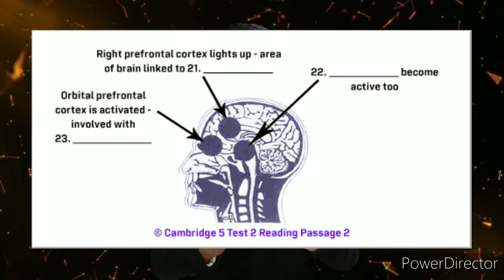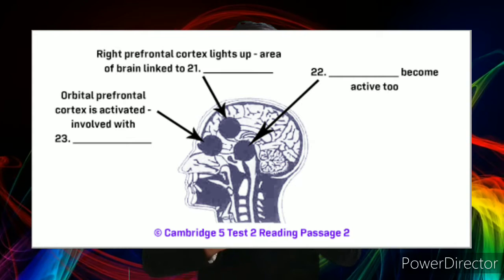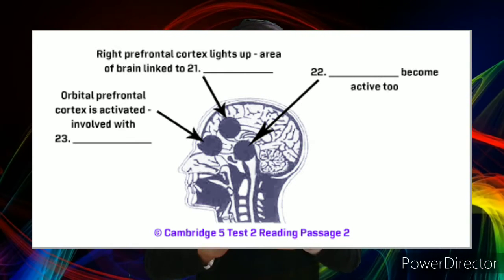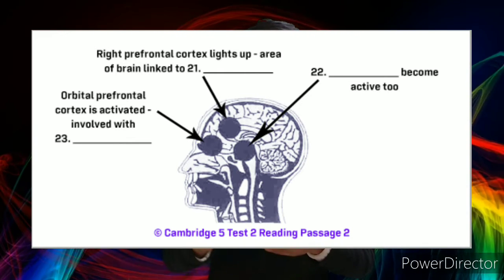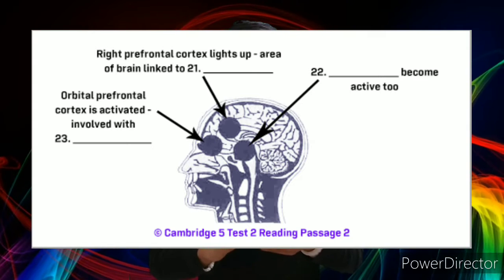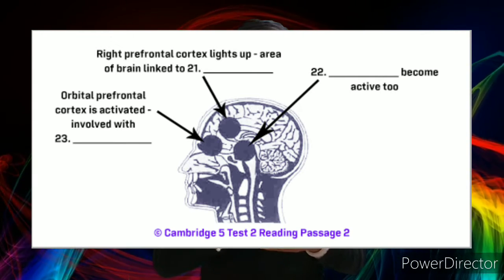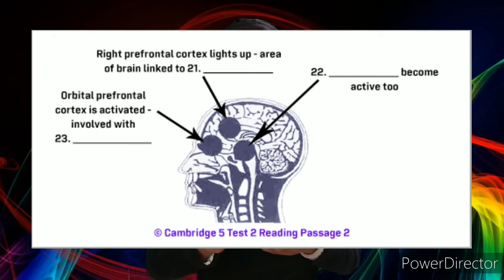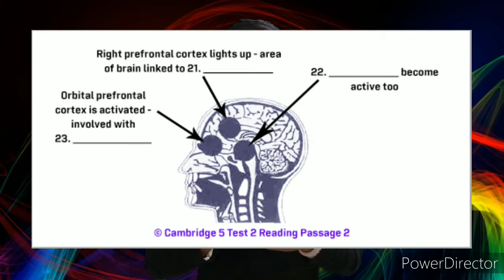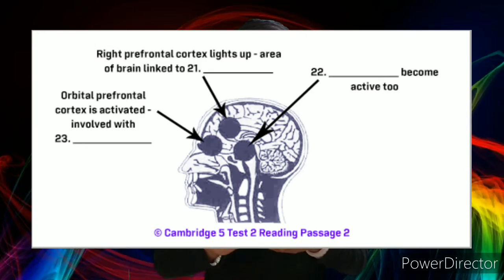As you can see, the arrow is pointing to the eye, and if we move to the next, then dash becomes active too. What becomes active? As you can see, the arrow is pointing towards the center of the brain, the inner center of your brain, where your backbone is connecting to the brain. What is that part called? Well, these kinds of images will be shown.